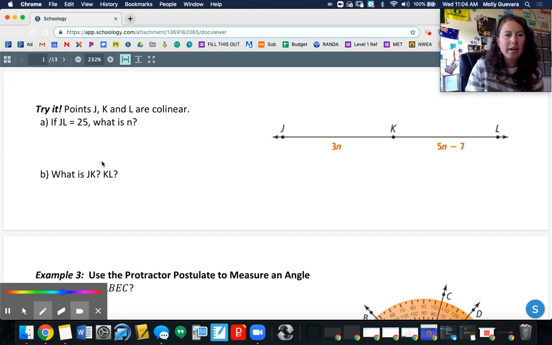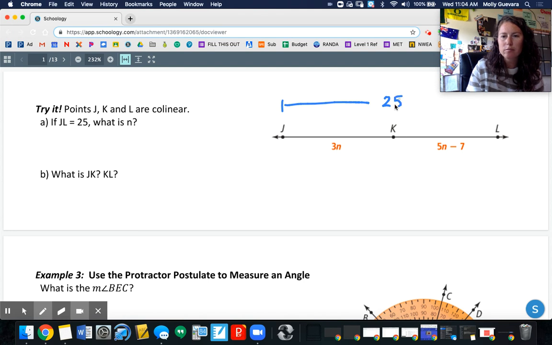Okay, so hopefully we gave this a shot. Again, I know that J, K, and L are collinear. J to L is 25. So hopefully you at least got this far in drawing that this whole length is 25. And I'm given what these other parts are, okay? So the first question is, what is N? I'm trying to solve for N.